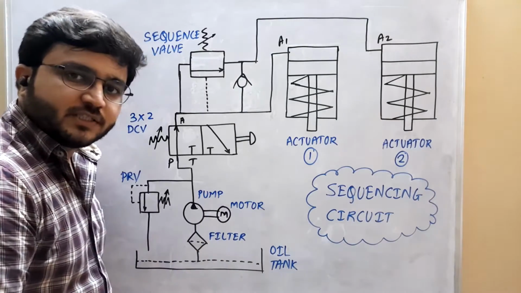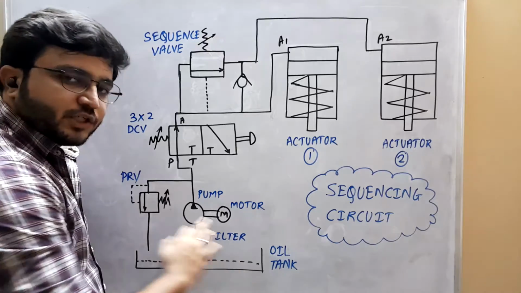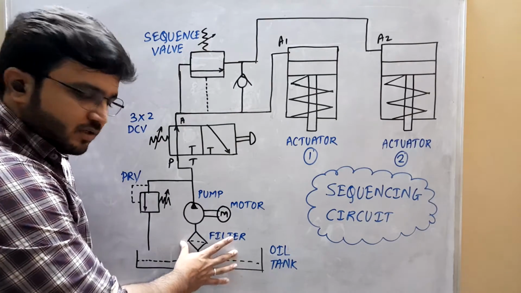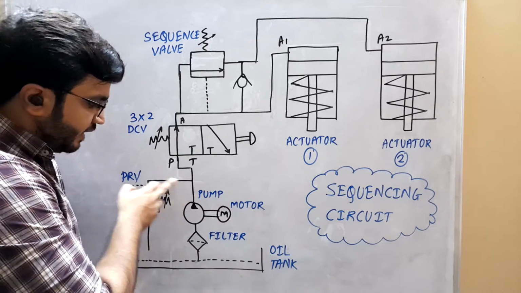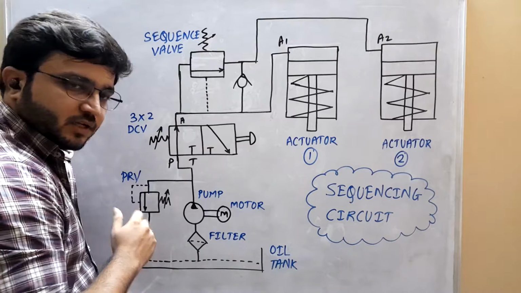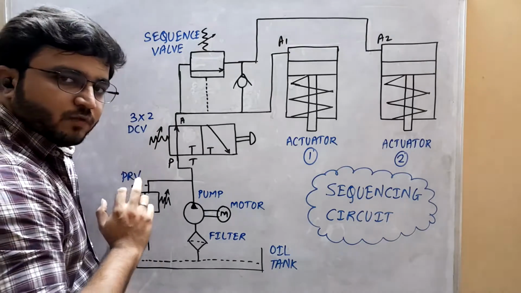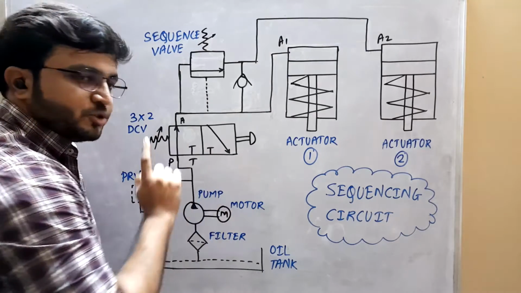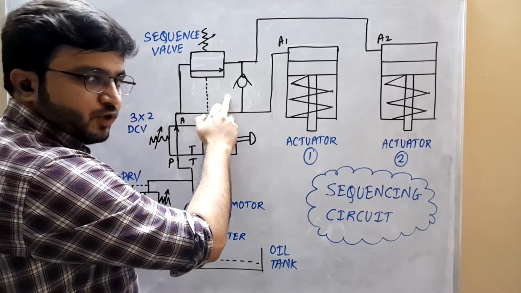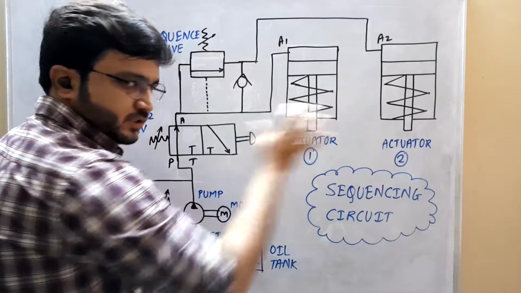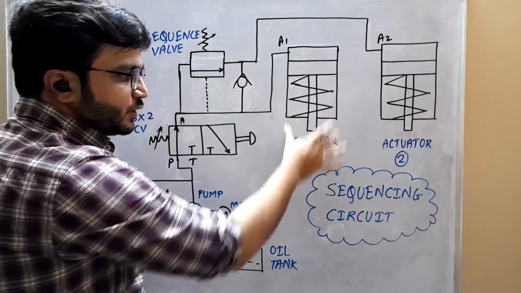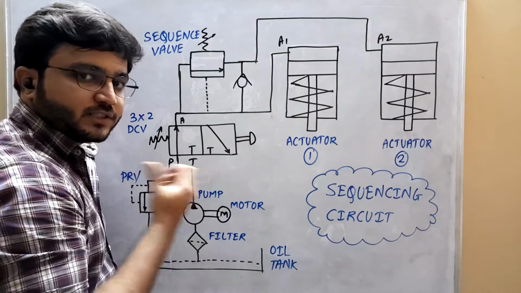Now here in the sequencing circuit, the primary components are going to remain same. That means there will be first oil tank, then filter, then pump motor, then pressure relief valve. After that, specifically in the sequencing circuit, 3x2 direction control valve will be used. Here it will be push button operated. After that comes the sequence valve, then check valve, and then two actuators. Right? So first, we are supposed to actuate this actuator 1. Now let's see how it is done.